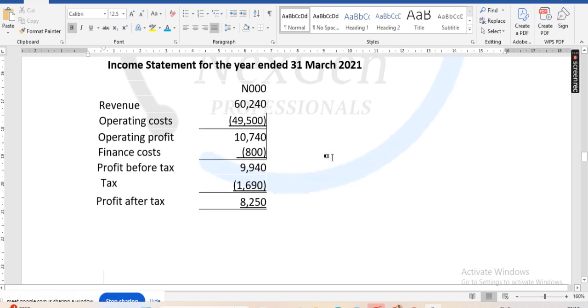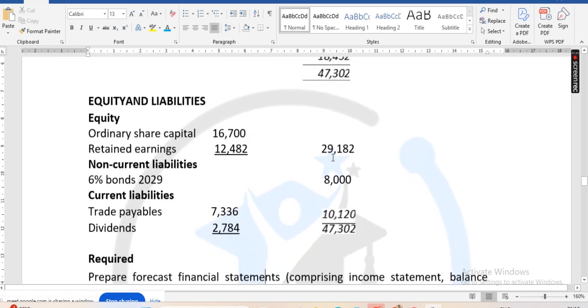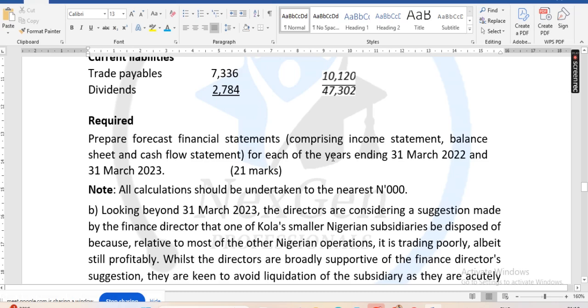You can see the income statement. After the income statement, you see the statement of financial position. So distinguished professional colleagues, let's start the solution with the forecast income statement for the 2 years. When we are done with that, we'll do the forecast balance sheet. We'll do the forecast cash flow statement. Then we'll move to B.